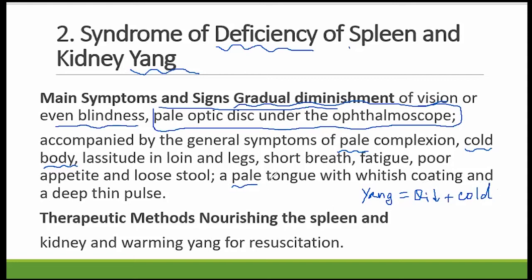So shortness of breath, fatigue, poor appetite, and losing sleep. The patient may also have lower back soreness and knee soreness, or clear urination. So we have a lot of symptoms related to yang deficiency. The tongue is still pale, and the pulse is deep and weak, a deficiency kind of pulse.